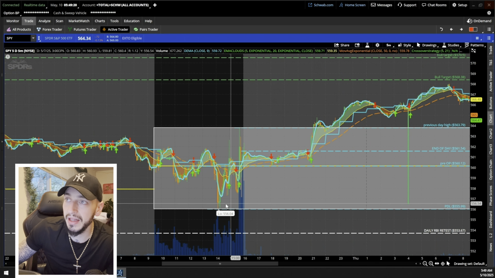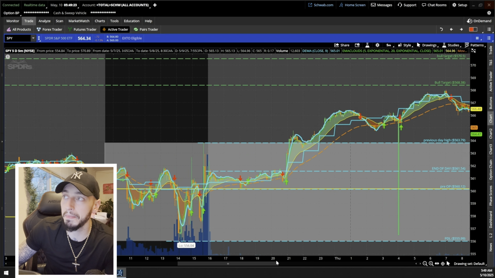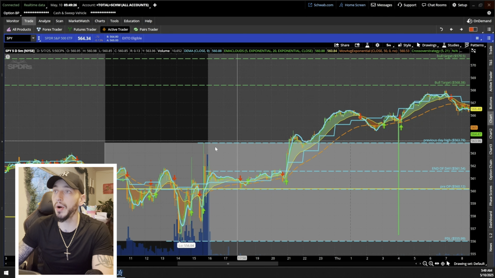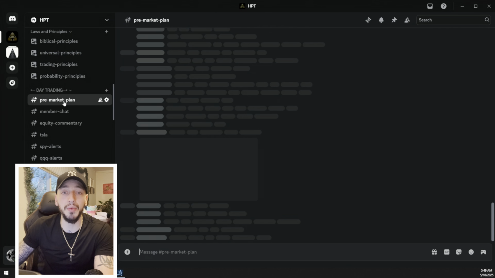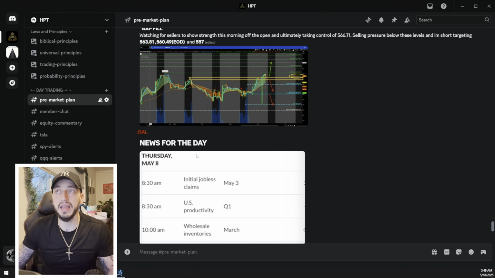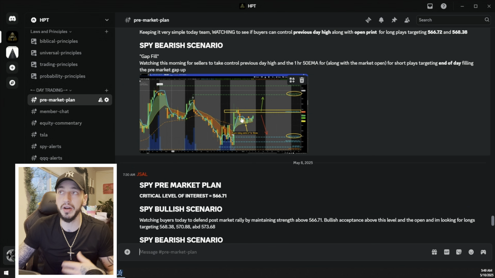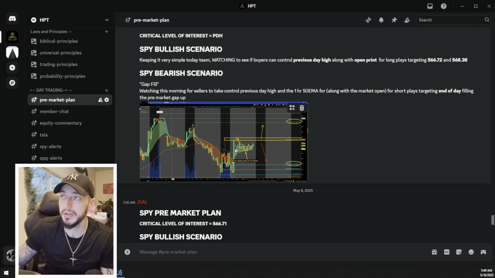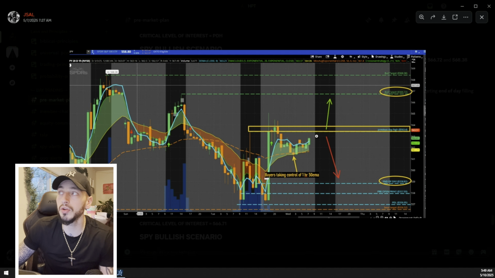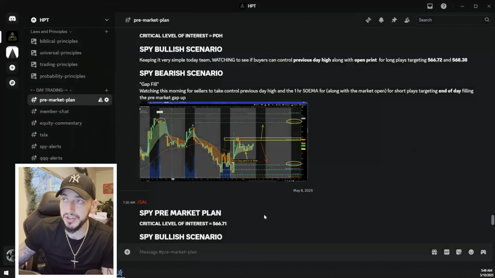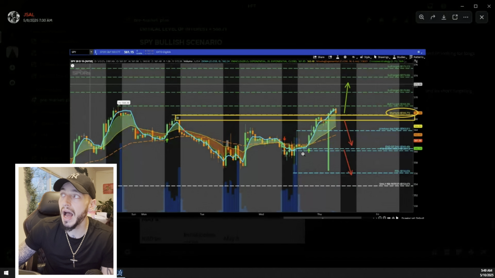So every day in the pre-market plan, I break down a bullish and bearish scenario. I basically go, if and when large money does this, I will then target XYZ. And if and when they don't do this, I will target the other level. So the day we're talking about is right here. I'm highlighting previous day high, and whoever controls this level, I'm looking to trade with. There's a bullish scenario, there is a bearish scenario, and whomever controls it, I'm going to trade with. I do this each and every single day.